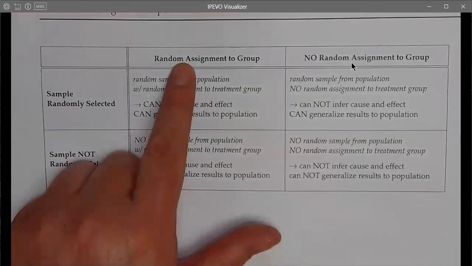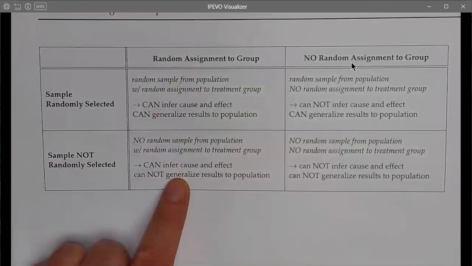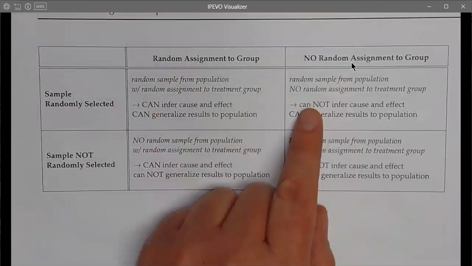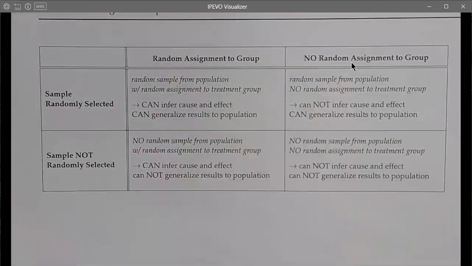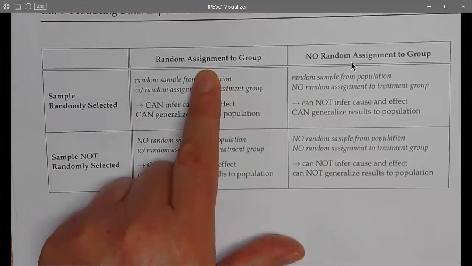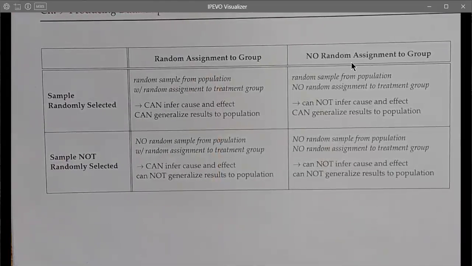So if you do randomly assign someone to a treatment group, you do get cause and effect out of that. If you don't randomly assign people to treatment groups, you do not get cause and effect. So let's take a look at this table. So if a sample is randomly selected with a random assignment to treatment groups, this is like the holy grail. You can infer cause and effect and you can generalize your results to your population. So that's like the best of all worlds.